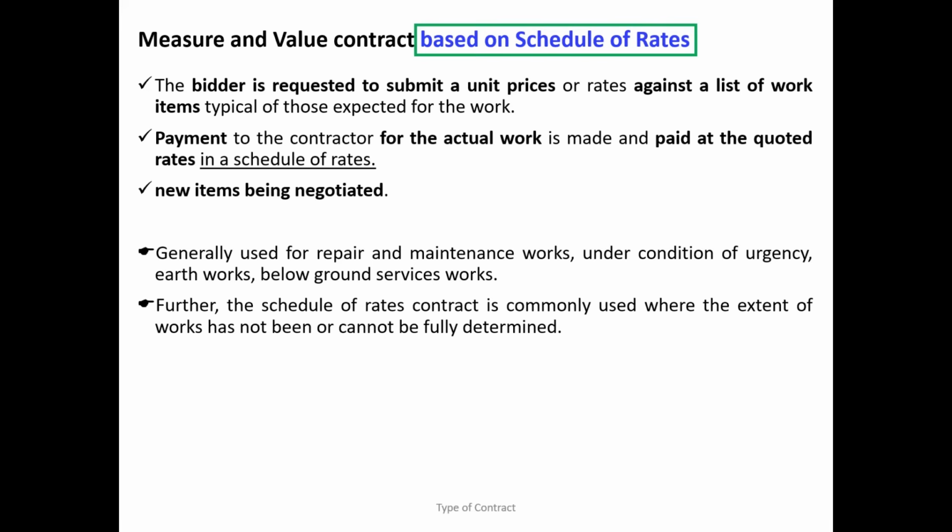Now, can we quantify per year how many light fixtures we are going to change? Can we define how many plumbing accessories are going to be damaged in one year? Is it possible? Even though you know what is going to happen during the maintenance period, can you quantify the amount? Is it practically possible? What do you think? Not possible. So in that scenario, like maintenance work, you are not going to go for a lump sum contract because nobody can predict the quantity. Therefore, you go for a measure and value contract.